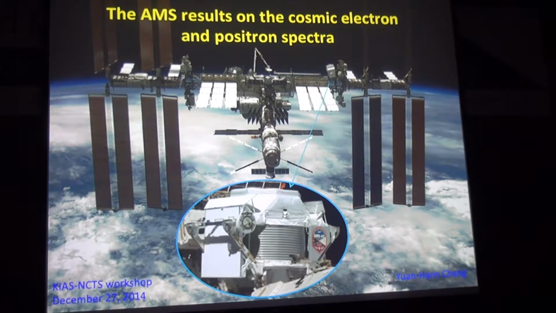This is the AMS experiment, the detector of AMS on the International Space Station. The space station is about 200 meters in size. So today I will report to you the result of AMS on electron and positron spectrums.